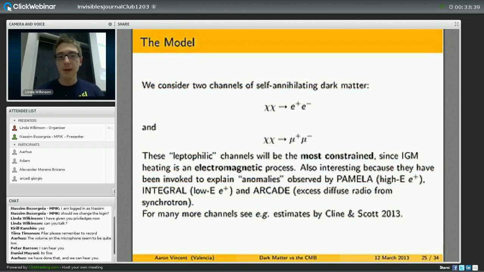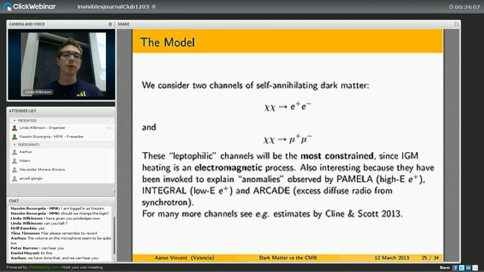So we looked primarily at this dark matter to electron-positron annihilation scenario, and also the two-muon scenario. One reason that this e+ e- channel is interesting is that it's going to be the most constrained, since practically all of the energy goes into heating the intergalactic medium.